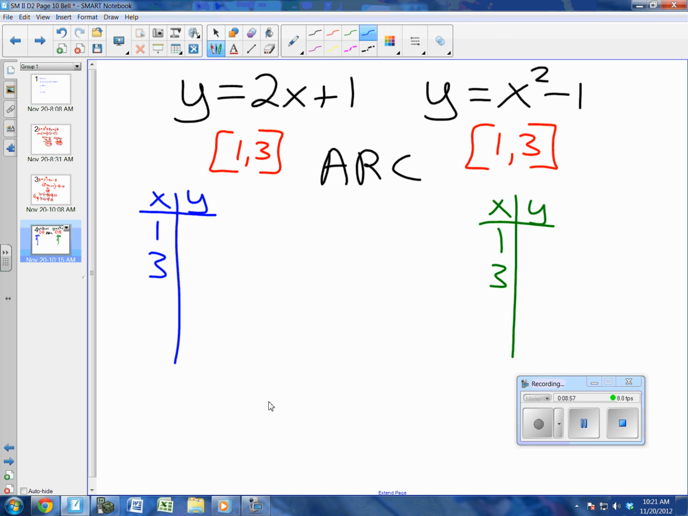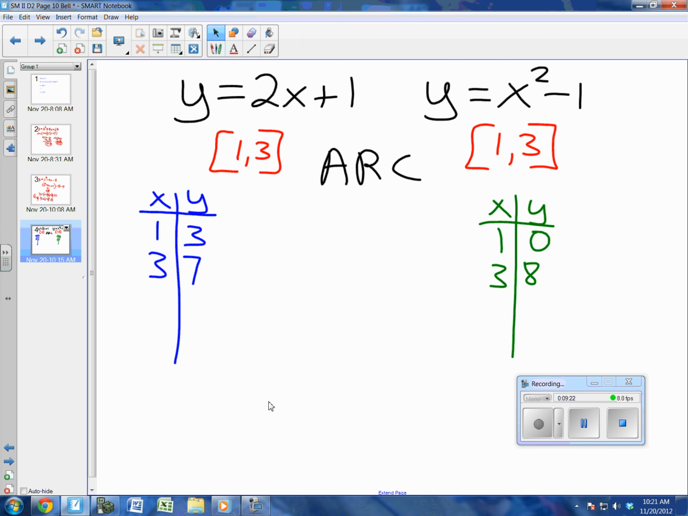That means if my x numbers are 1 to 3, I plug these in here. 2 times 1 is 2, plus 1 is 3. 2 times 3 is 6, plus 1 is 7. So there's those 2 numbers. Then I put these in here. 1 squared is 1, minus 1 is 0. 3 squared is 9, 9 minus 1 is 8.